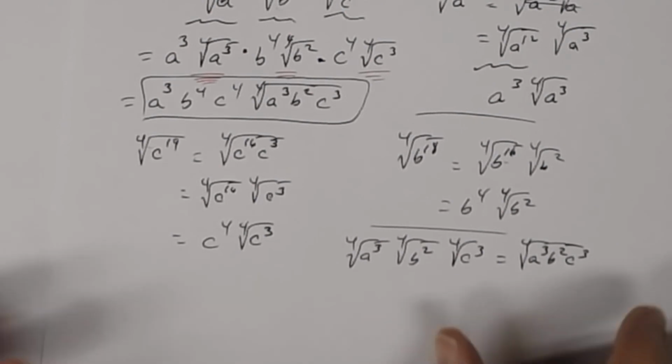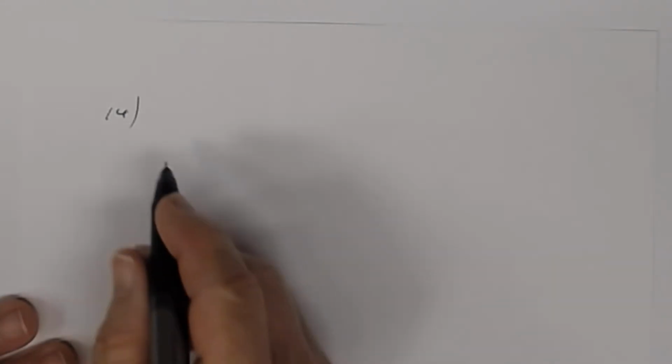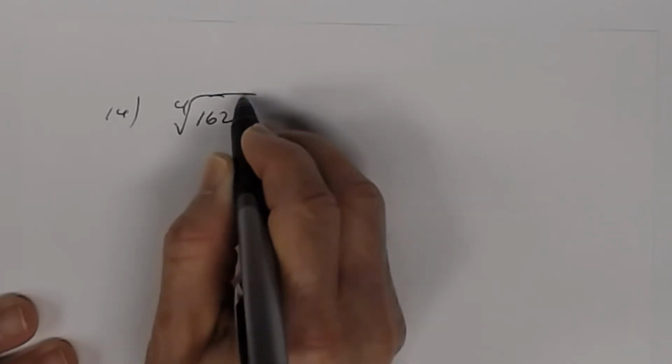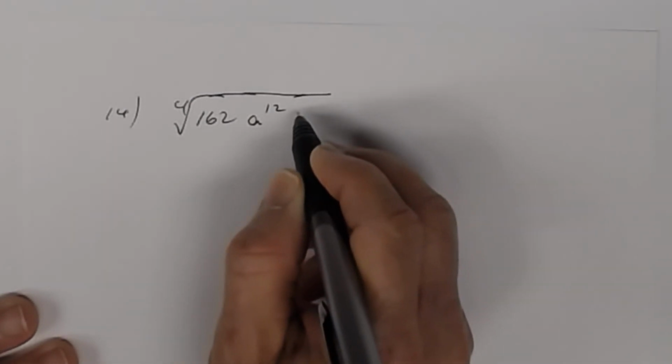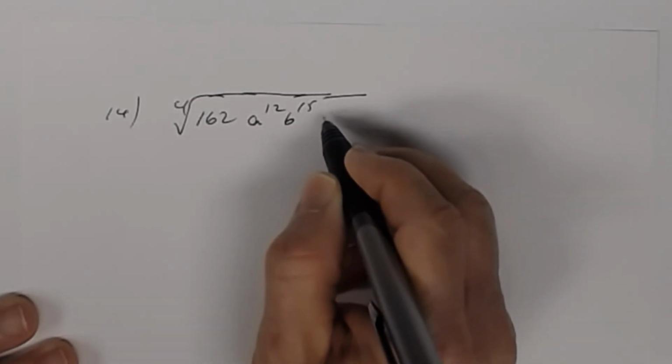You can get this. Okay, I know we spent quite a bit of time on this, but it's important that I do quite a few examples for you. The more you see and the more you do, the better you become at it. Let's do 14. We have the fourth root of 162 a to the 12th, b to the 15th, c to the 24th.